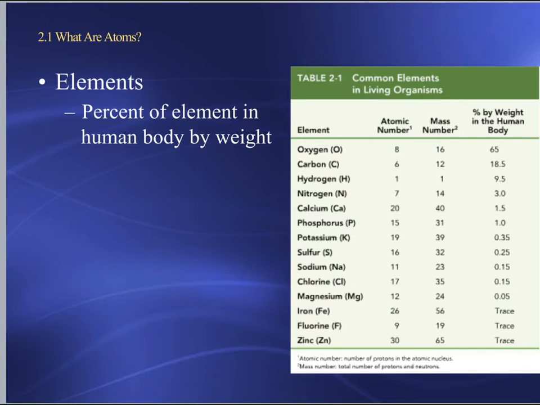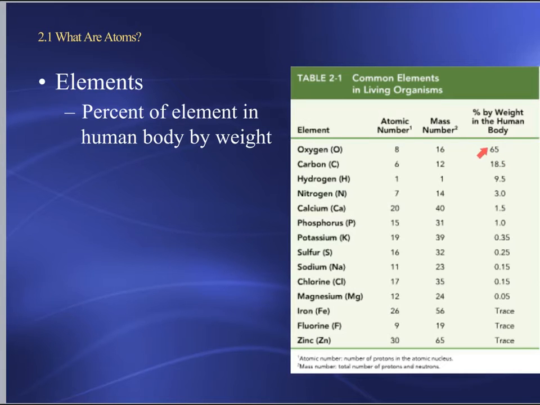So as I was saying just a moment ago, you don't need every one of the 90 elements to live, at least as a human. And some forms of life need even less than what we've got. But if we take a look over here, this table or something very similar is in your textbook. All right, we'll talk about what these atomic numbers and mass numbers are here in a few minutes. But just so you can see, here are some of the things that are necessary for us to survive as humans. Okay, oxygen, carbon, hydrogen, nitrogen, calcium, phosphorus, potassium, sulfur, sodium, chlorine, magnesium, iron, fluorine, and zinc.